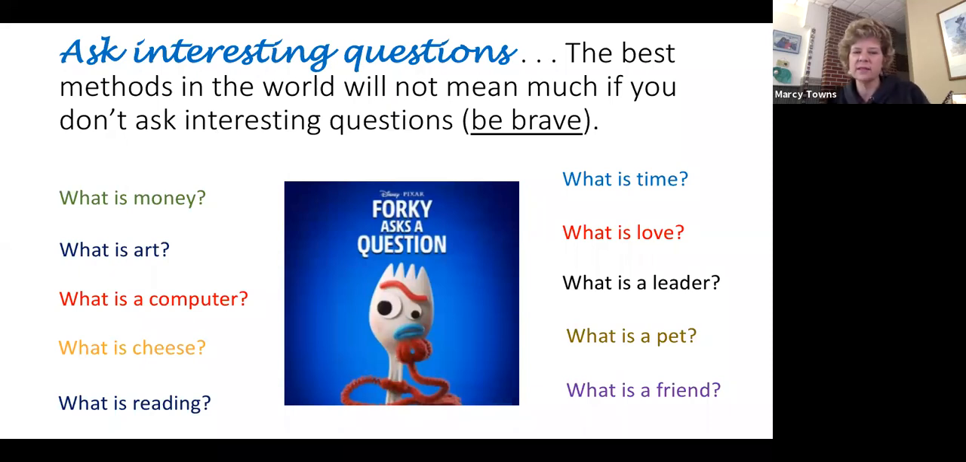And one of the things lots of people know about me is I really, really like Disney. So this is actually a set of Pixar videos that run on Disney Plus. Forky really did ask all those questions.